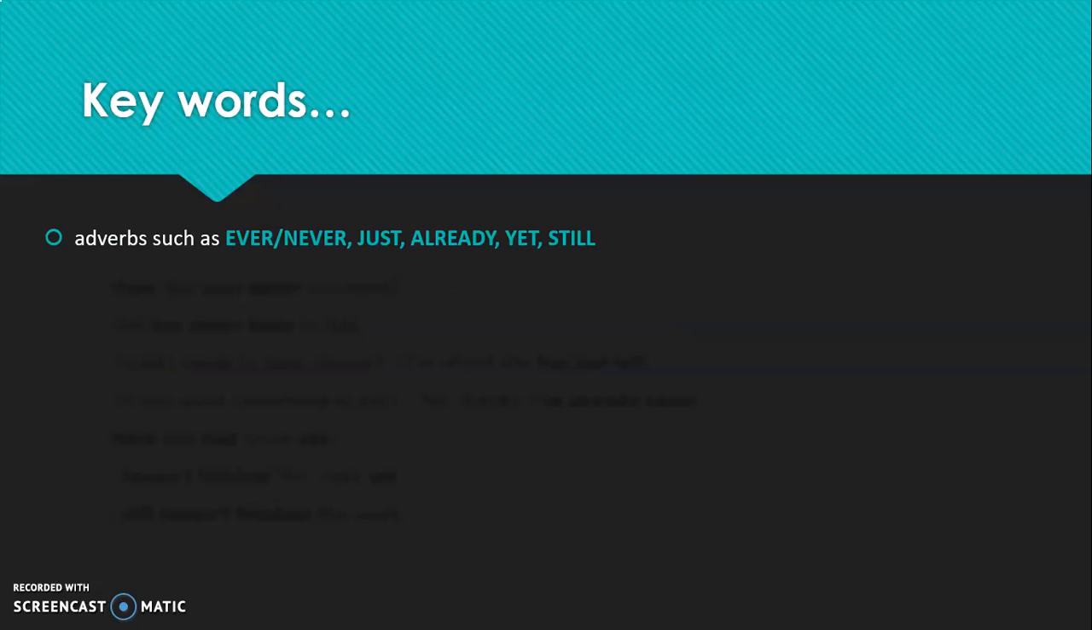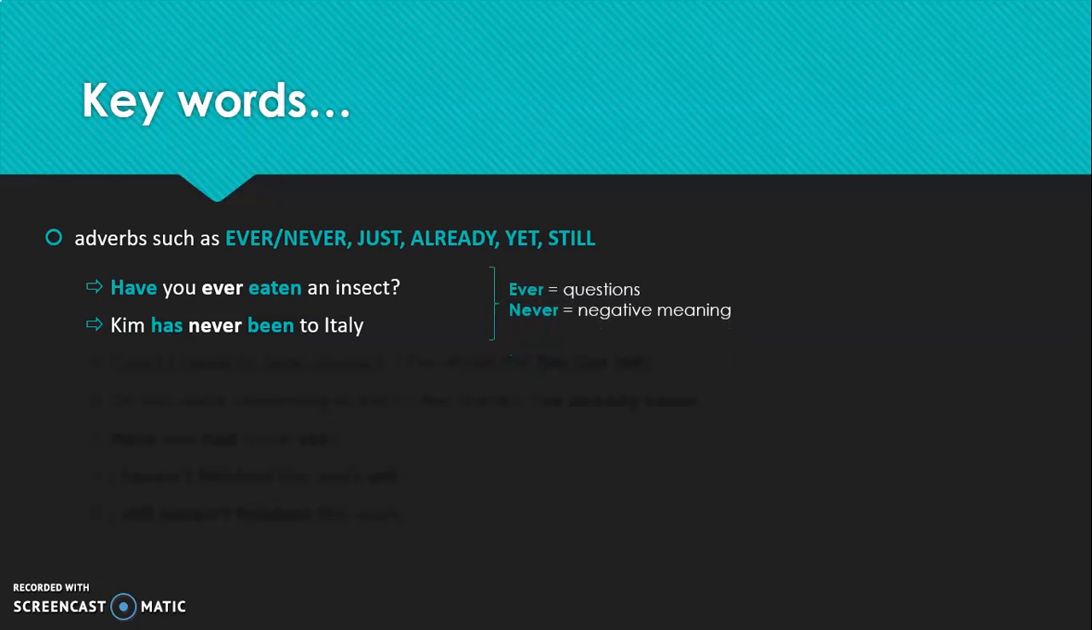Then other keywords, in this case adverbs, such as ever and never, just, already, yet, and still. So first of all, ever and never, they basically have the same meaning, but we use ever in questions and never in positive sentences, but with a negative meaning. So let's take a look at the examples. Have you ever eaten an insect? Okay, so I'm asking whether you've ever had this beautiful experience of eating an insect. And I'm using ever, okay, because it's a question, and I'm using the present perfect because I'm asking about general experiences in somebody's life. Okay, have you ever eaten an insect?